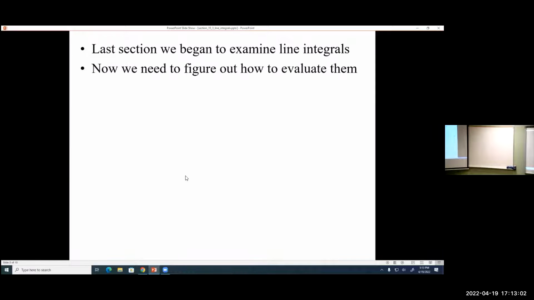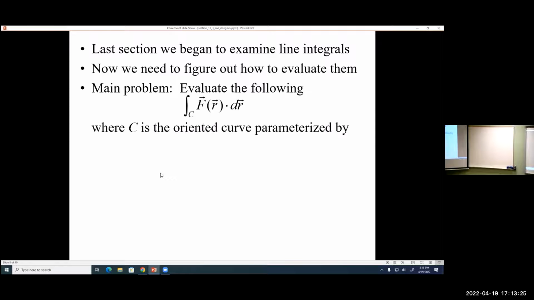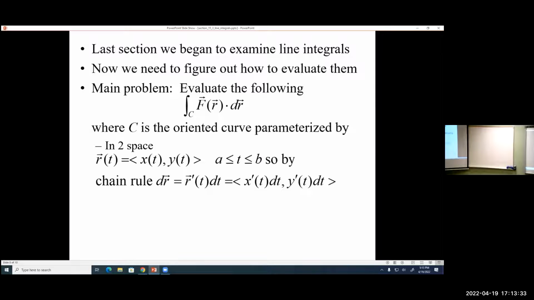Like I said, more often than not, I'm going to be going back to this form, F dot dr. F of r is our vector field with our parameterization put in. dr is basically the derivative of our position vector, which is our parameterization. All right, that's a whole bunch of words right now. It'll make more sense when we look at an example. So if C is our oriented curve given by the parameterization x(t), y(t), then dr is x'(t) dt, y'(t) dt.